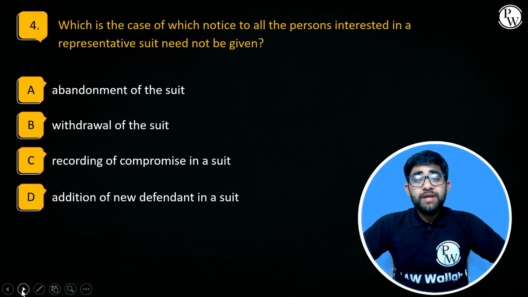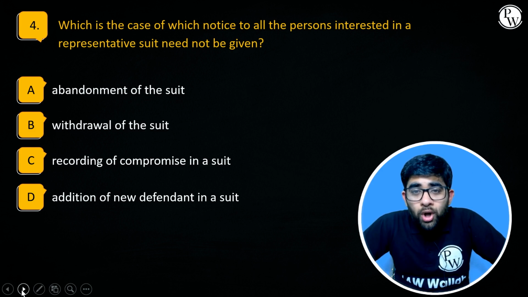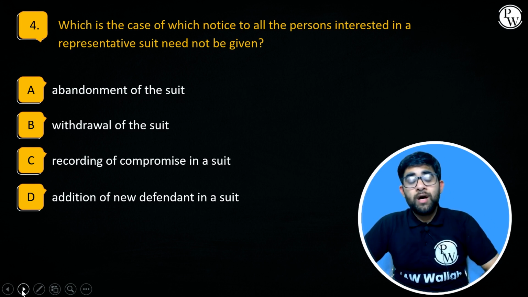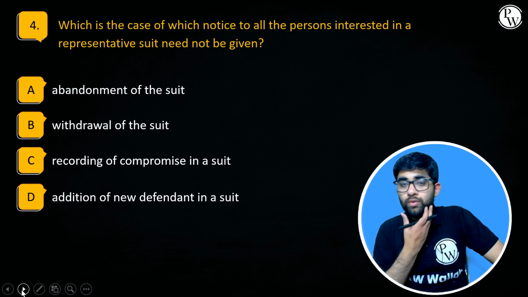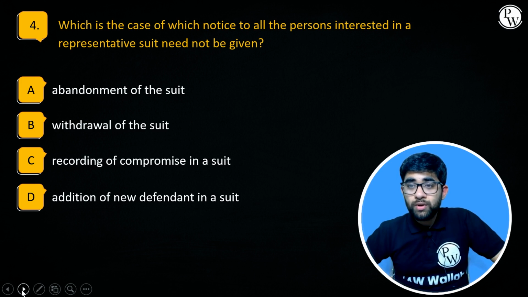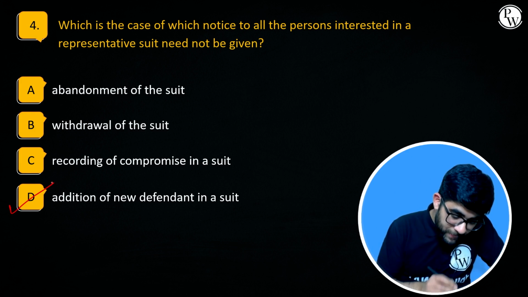Fourth, which is the case in which notice to all the persons interested in a representative suit need not be given: abandonment of the suit, withdrawal of the suit, recording of compromise in a suit, addition of a new defendant in a suit. So the answer to this is addition of new defendant in a suit.